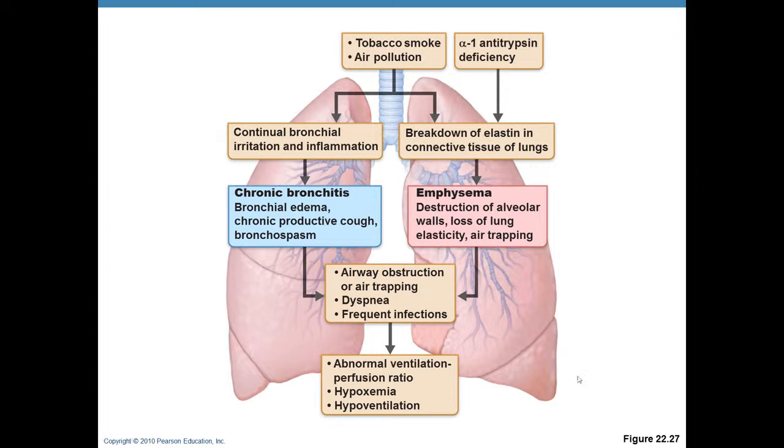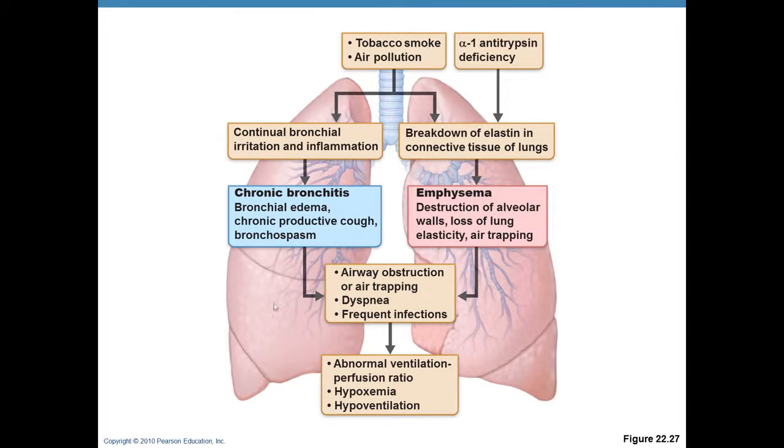I think this diagram from your textbook, figure 22.27, is just mainly showing what I just talked about. Tobacco smoke and air pollution, though, one of the reasons why you develop emphysema: the elastin in the connective tissues that helps your lungs rebound properly during inhaling and exhaling breaks down with exposure to air pollution and tobacco smoke, and that's what can lead to emphysema and interferes with your ability to breathe properly.